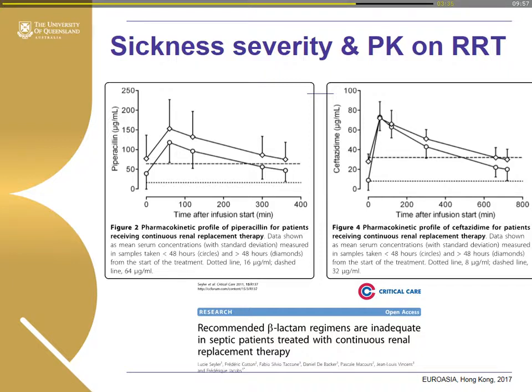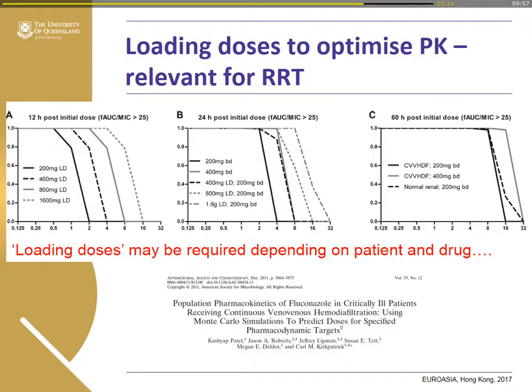And what that means, if we look at what these target concentrations are that we're aiming for here, is that if we don't use higher doses initially, we're not going to achieve early effective antibiotic concentrations. And so this means that we should be using higher doses initially and then use lower doses later on, which just cater purely for the clearance because the volume of distribution has been satisfied with that initial dosing.